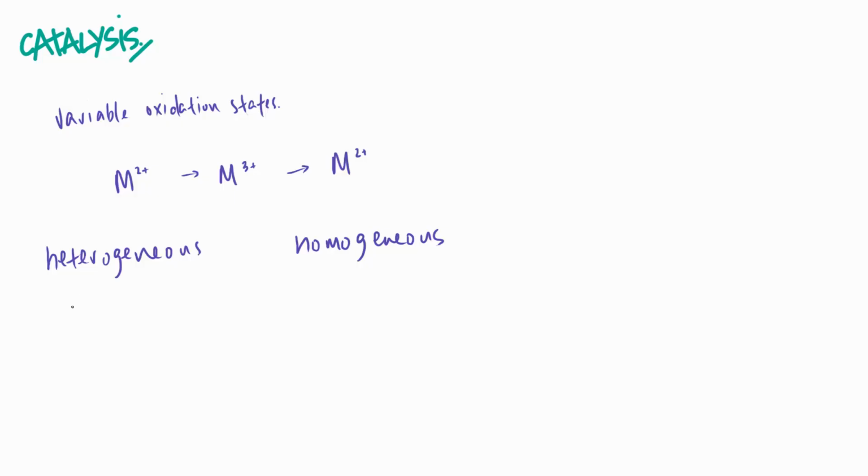We're talking about a different phase or state. So we could have gaseous reactants, and our catalyst would be a solid, for example. That would be a heterogeneous catalyst. Homogeneous would be one where it is in the same phase. We can use the term phase, or the term state. So solutions, or aqueous solutions, where we're in the same phase, same state.